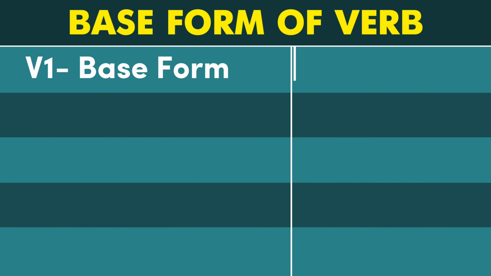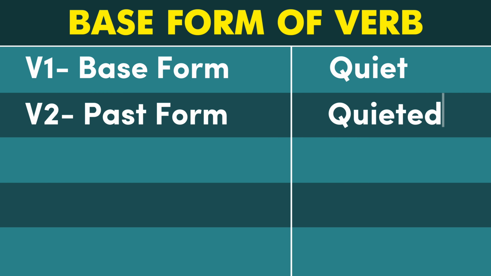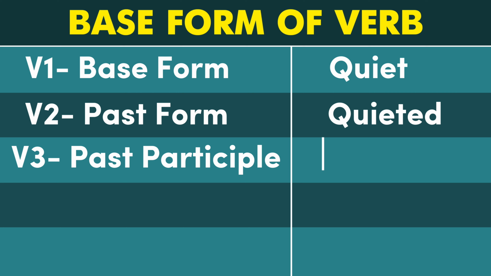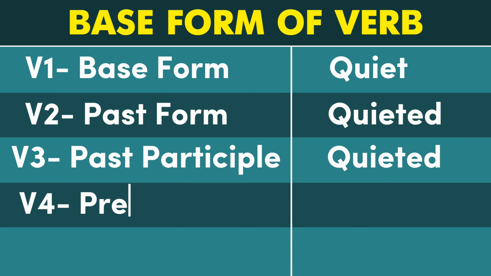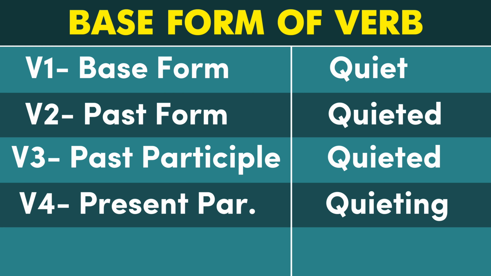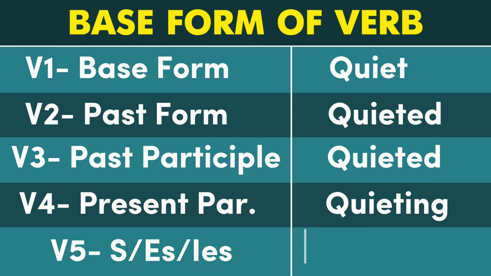V1 base form: quiet. V2 past form: quieted. V3 past participle: quieted. V4 present participle: quieting. V5 s, es, or ies: quiets.